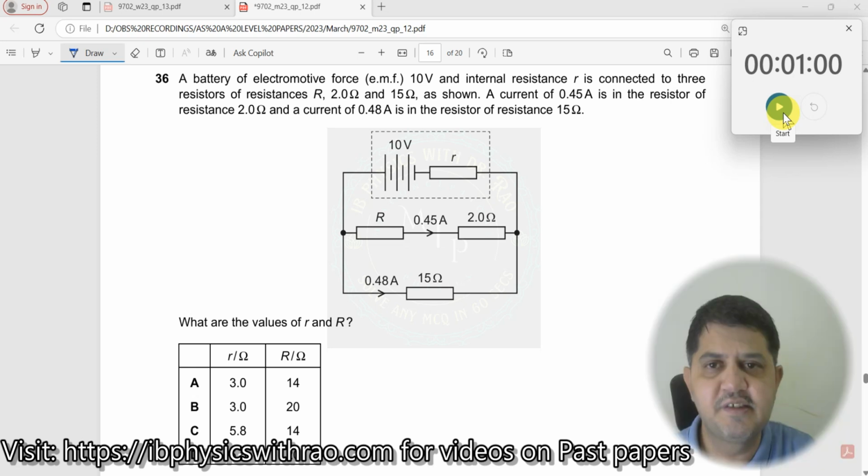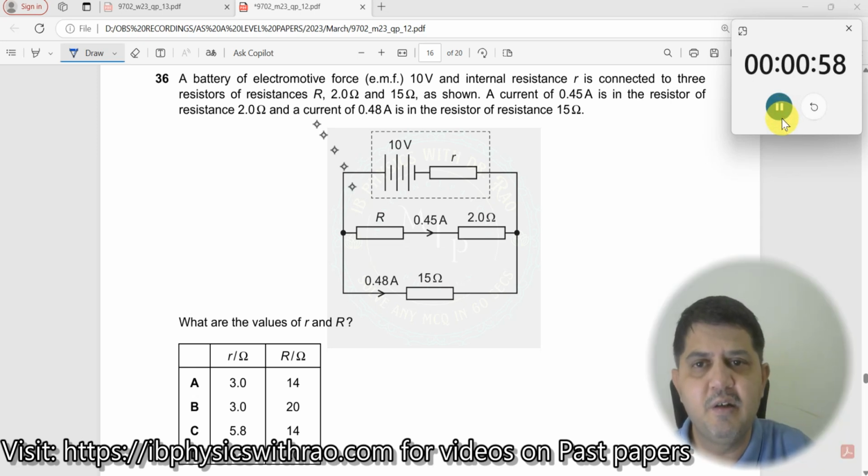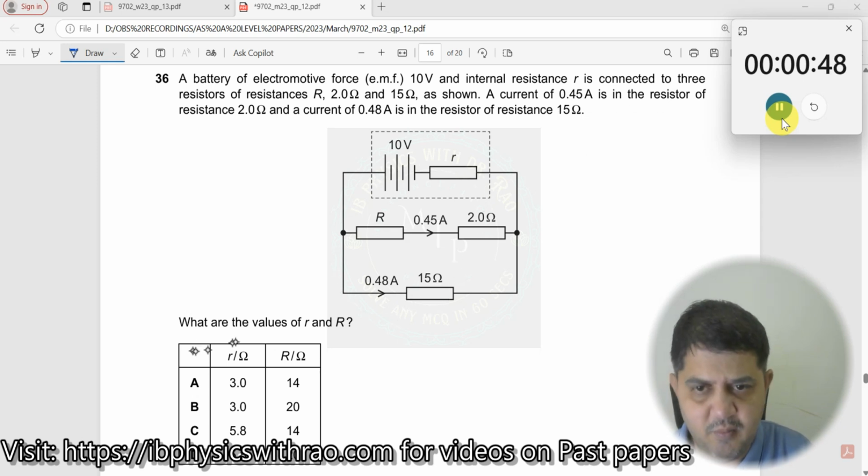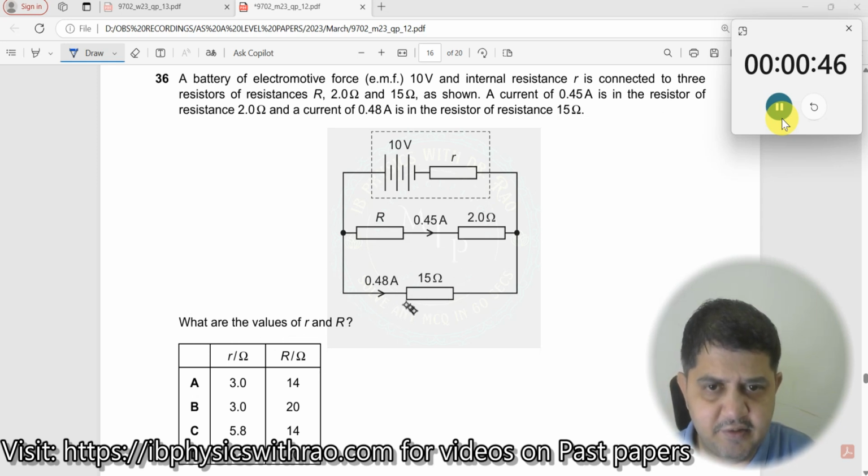Question number 36. A battery of electromotive force 10 volt and resistance r is connected to three resistors R, 2 ohm and 15 ohm, with currents of 0.45 ampere and 0.48 ampere. Okay, so describing the circuit over here, what are the values of r and capital R? This r and this capital R is what is being asked.